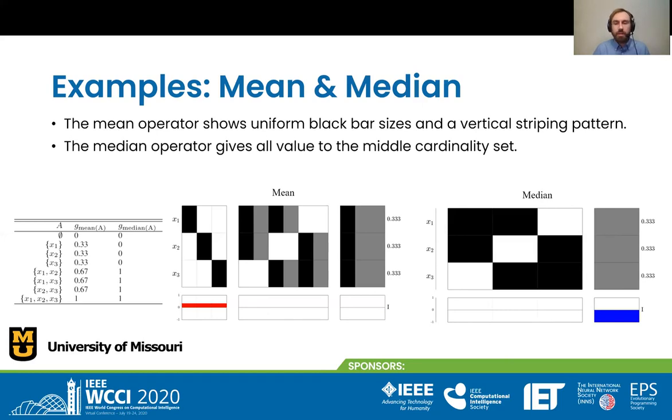Here's what the mean and median look like. For the mean, we notice all uniform black bars, so every grid cell here that has some contribution has a uniform contribution. It's all very uniform. Vertical stripes are a characteristic of the mean pattern. And for the median, similar to the min and max, we actually have all of that value not on the first or the last, but on the middle cardinality set in this case.